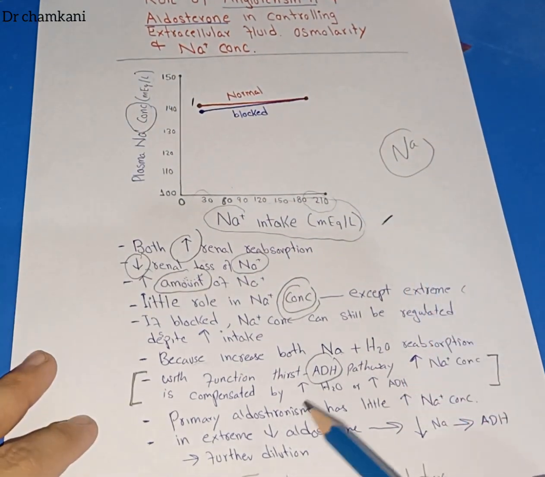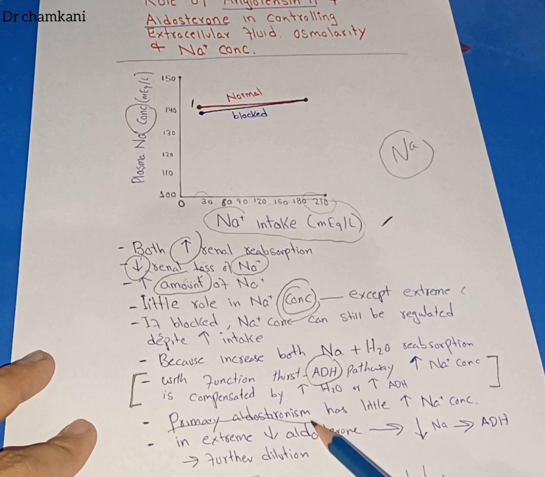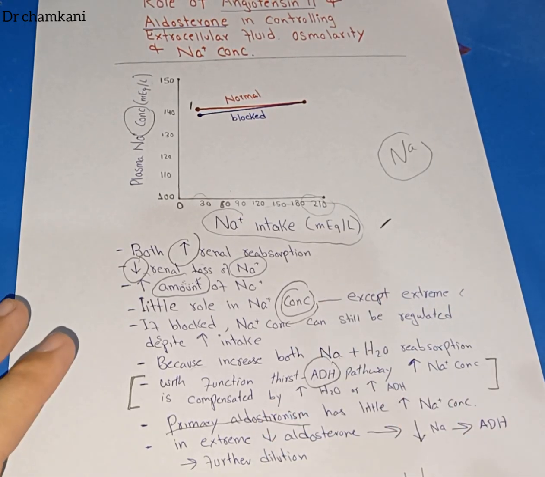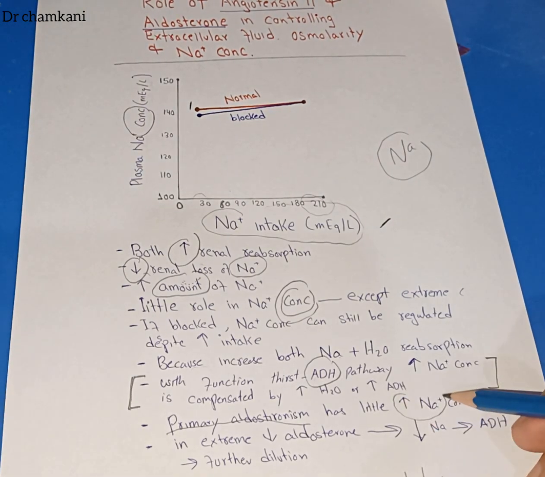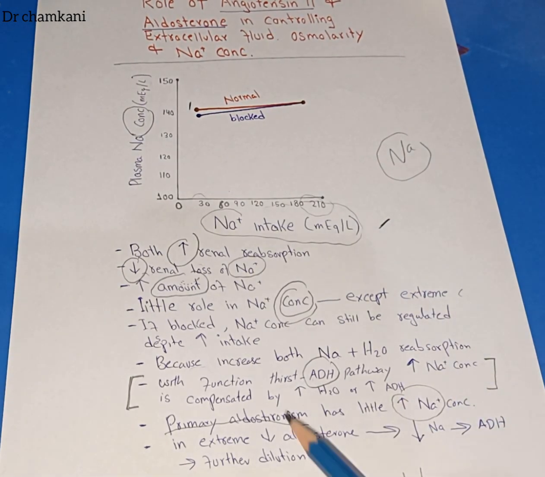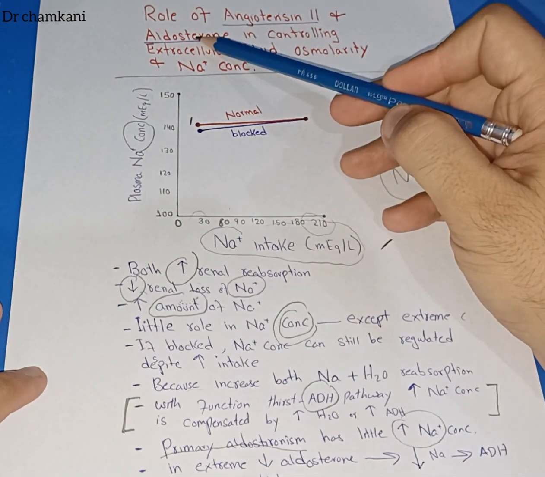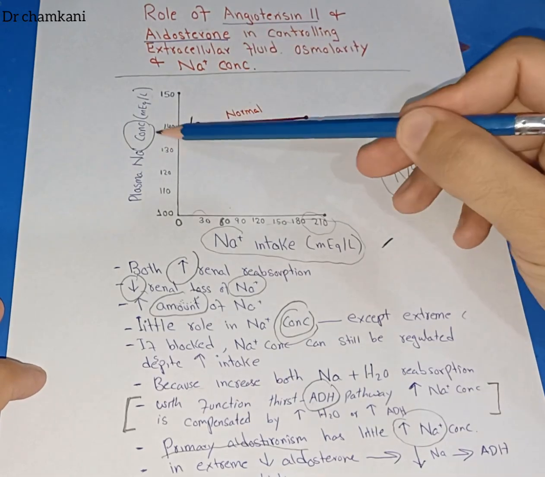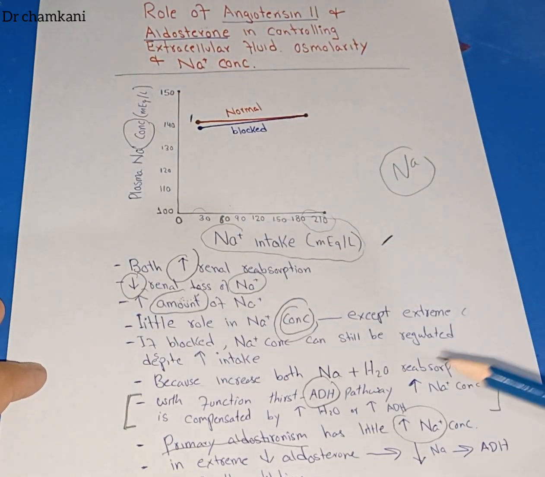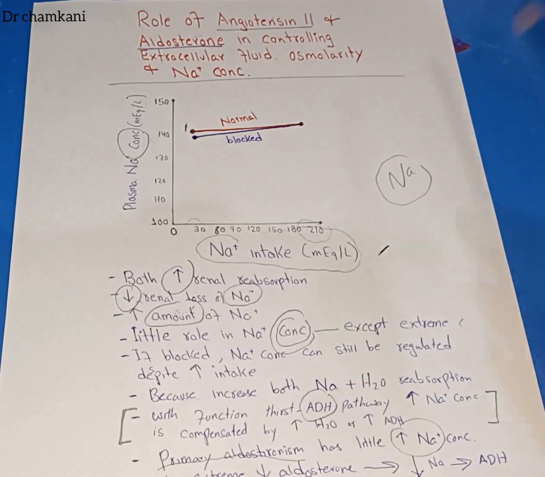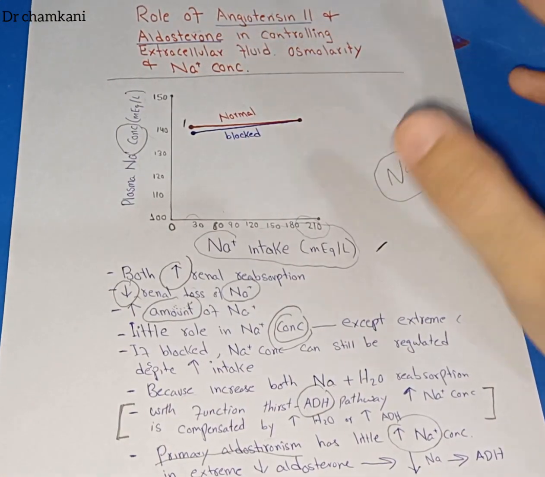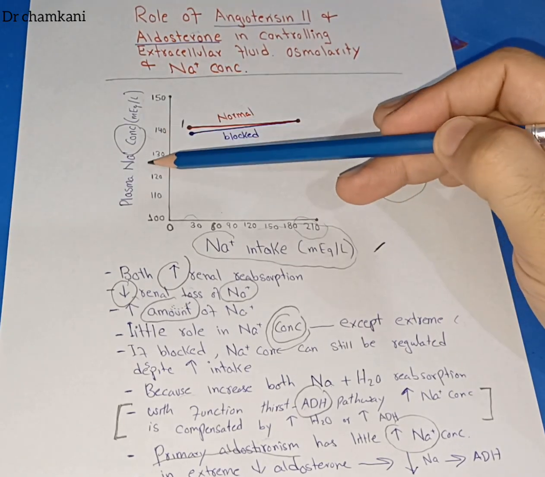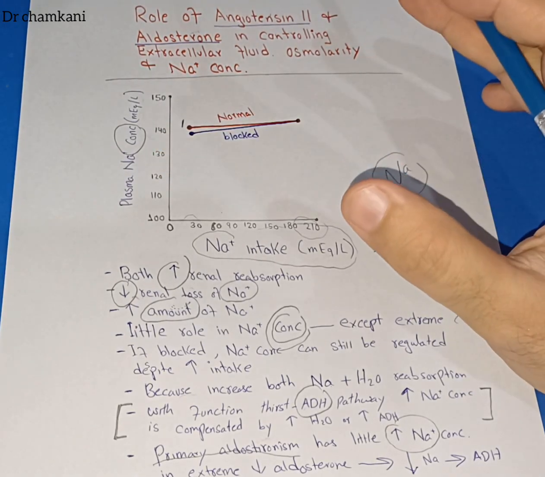And this has been shown in conditions like primary aldosteronism. In primary aldosteronism, there is a very high amount of aldosterone in the plasma, but there is very minimal change in the plasma sodium concentration. So primary aldosteronism is a condition in which there is very high aldosterone, but the change in concentration of sodium is very minimal despite the very high increase in aldosterone. And that again proves that the role angiotensin and aldosterone have in maintaining plasma sodium concentration and plasma osmolarity is very, very minimal.